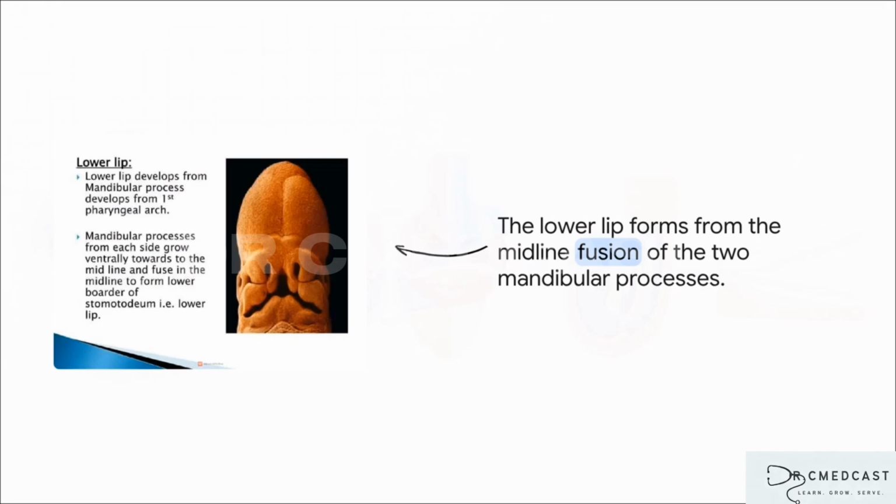Now, compared to that whole complex dance for the upper lip, the lower lip is way more straightforward. As you can see here, it just forms from a simple fusion right down the midline. The 2 mandibular processes, which come from that first pharyngeal arch, they just grow toward each other and merge. That's pretty much it. Simple.